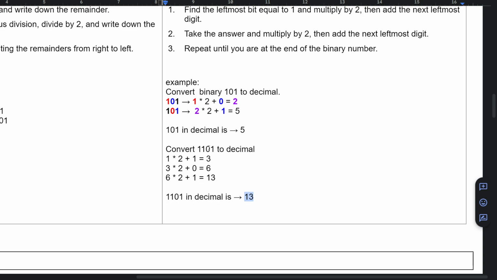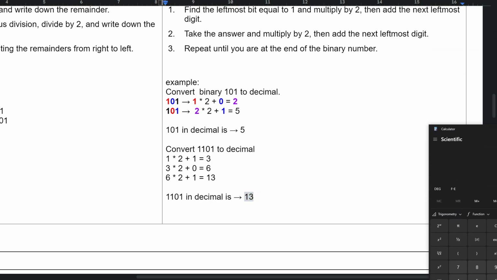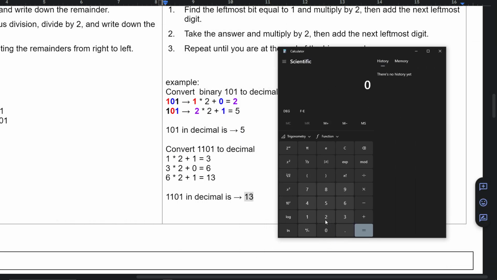You could also just say, okay, so that's the 1s, that's the 2s, that's the 4s, and that is the 8s. So it'd be 8, 4, and 1, which would give us 13, okay, if we add them up. And if you need proof, 8 plus 4 plus 1, 13.